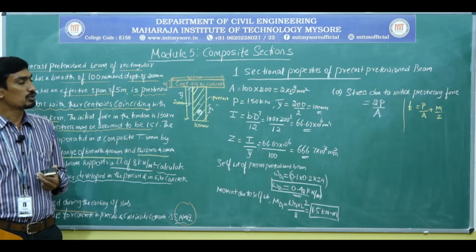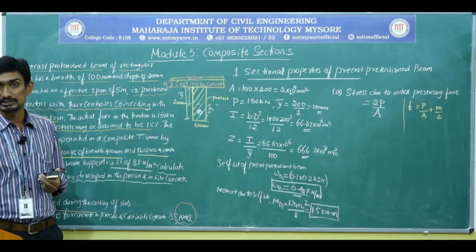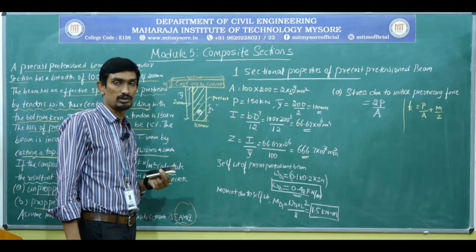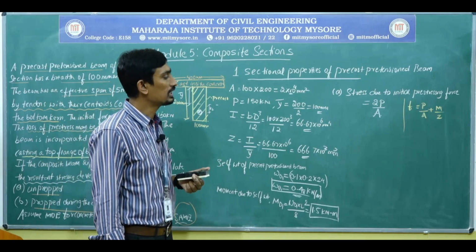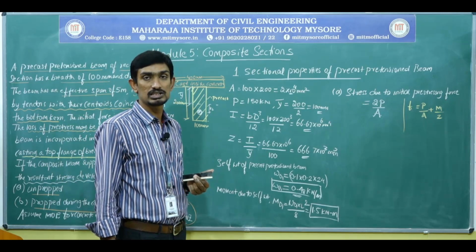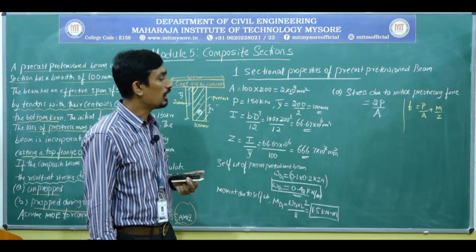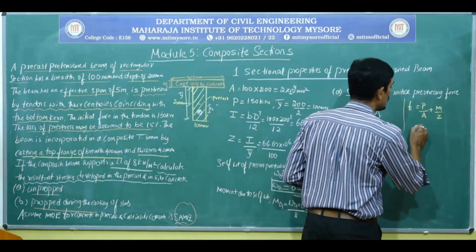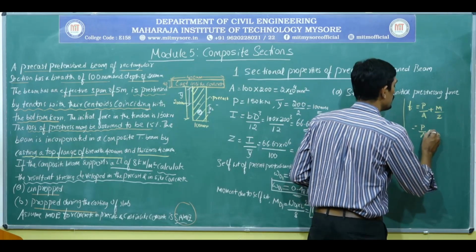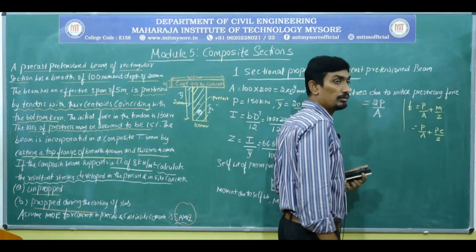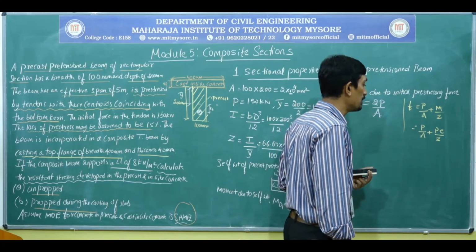F is equal to P by A plus M by Z. So when the pre-stressing force is induced, the formula is P by A plus M by Z. So this is the stress encountered at the bottom fibre point. Now we know that M is P into E. Am I right? P into E divided by Z.